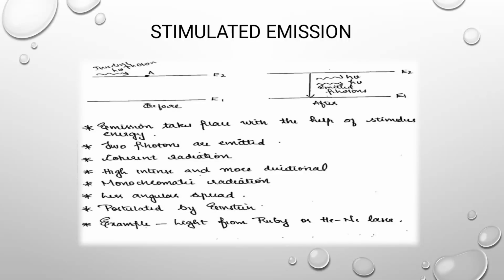Stimulated emission. In stimulated emission, when a photon of energy h nu is incident on an atom in the higher energy level, it returns back to its ground state level by releasing two photons of energy h nu. This emission takes place with the help of stimulus energy. Two photons are emitted: coherent radiation, high intensity and more directional; monochromatic radiation with less angular spread. It was postulated by Einstein. Example: light from a ruby or helium neon laser.